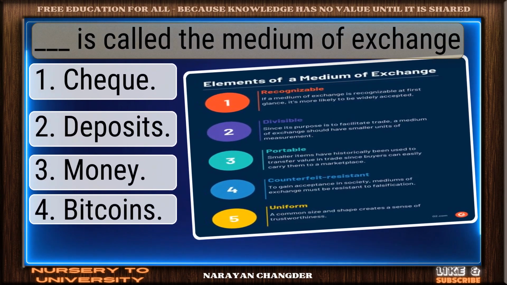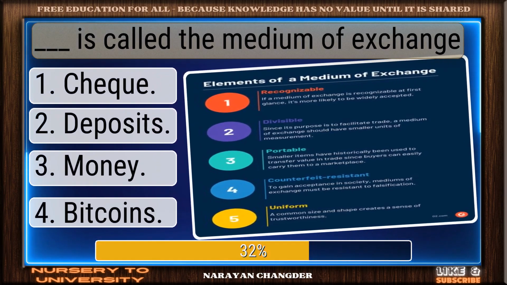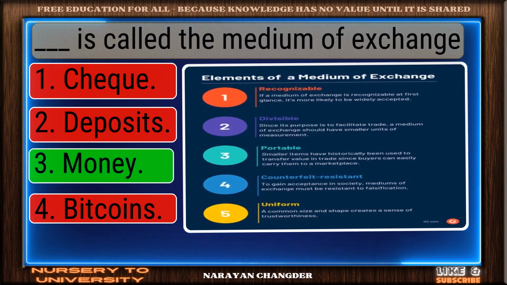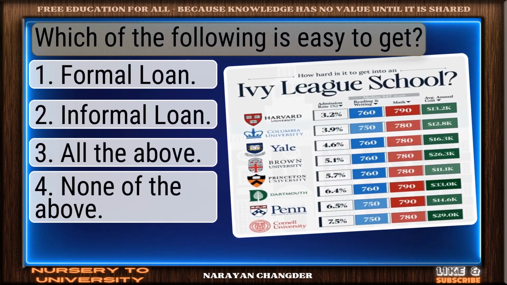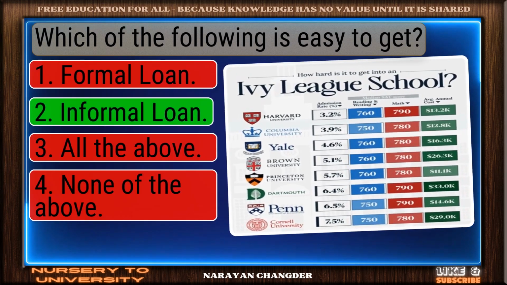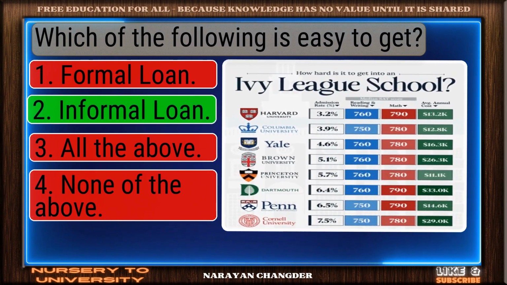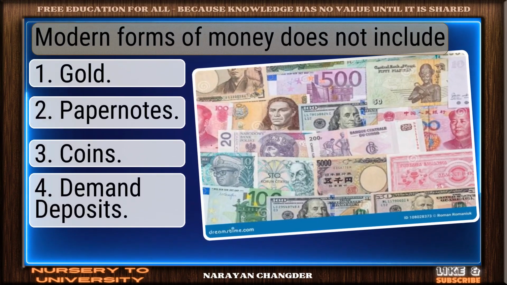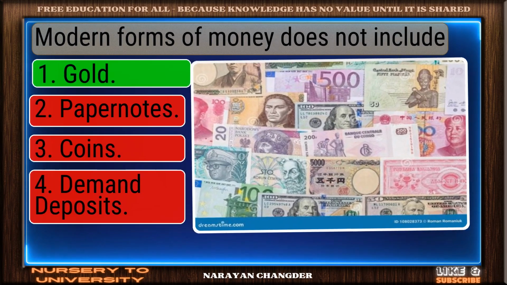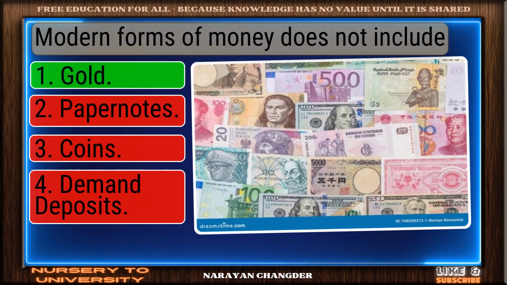Dash is called the medium of exchange. Great job. Money is accurate. Which of the following is easy to get? Sharp thinking. Informal loan is right. Modern forms of money does not include... Smart pick. Gold is correct.